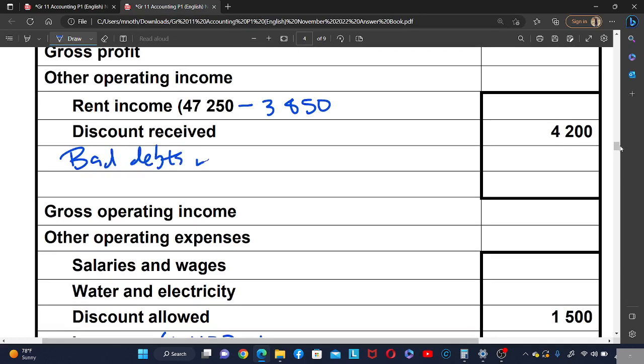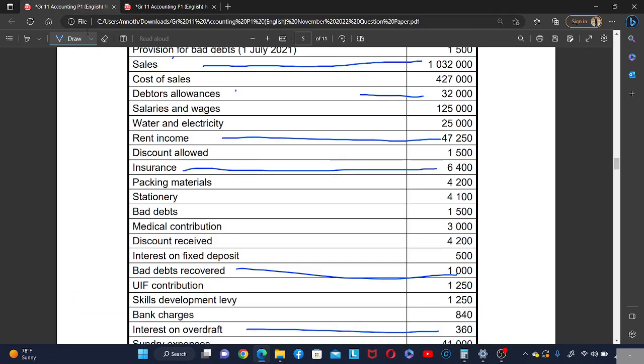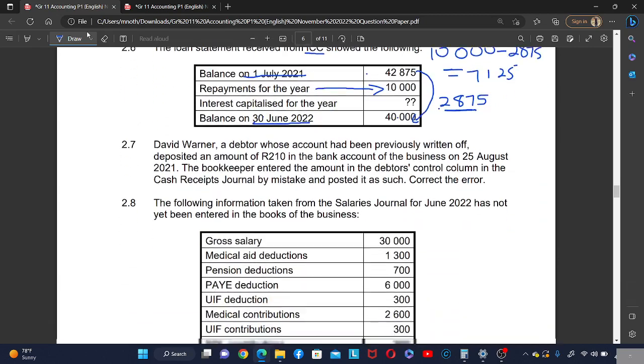Bad debts recovered is 1,000 rand. Now let's go and see what they are saying about it there. They are saying that David Warner, a debtor whose account had been previously written off, deposited an amount of 210 in the bank account of the business on 25 August 2021. The bookkeeper entered the amount in the debtors column in the CRG by mistake and posted as such. Correct the error.